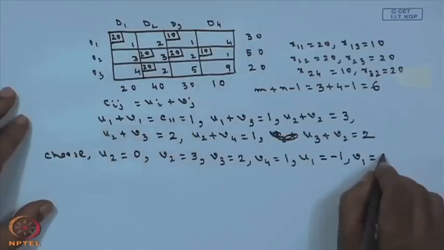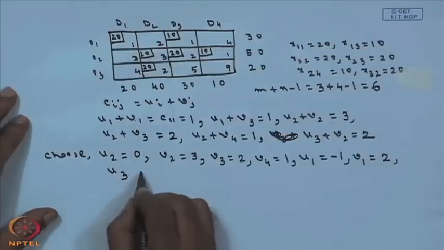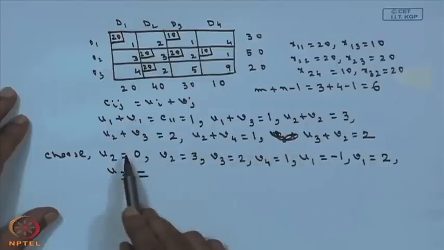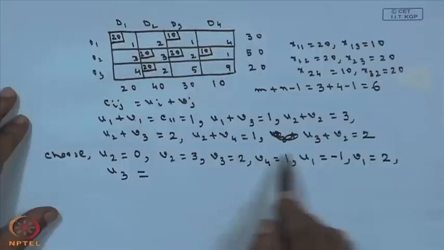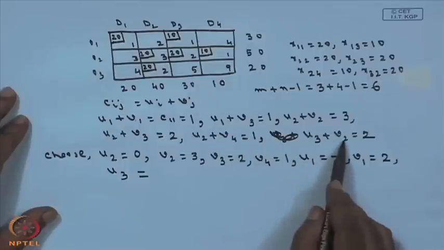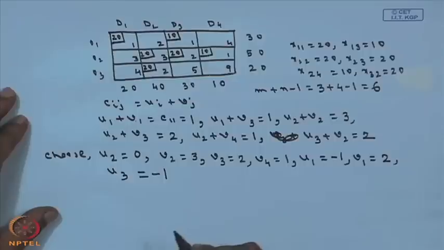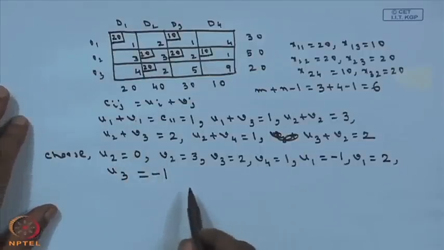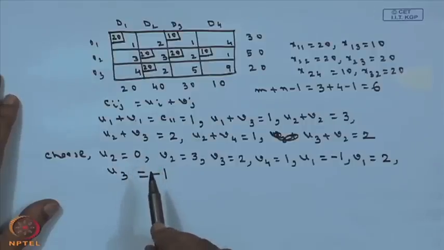So, V1 will be 2, and u3 you can find out from here: u3 plus V2 equals, V2 is known, 3. So, u3 will be minus 1. Like this way you can obtain the values of these variables. So, I think the method is clear to you.